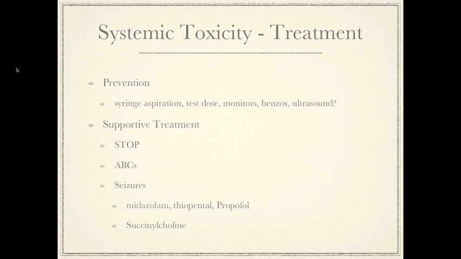So now imagine you do have a patient who is showing signs of toxicity. The first thing you want to do is stop. Don't give any more local anesthetic. Next, ABCs, make sure the patient's airway is intact. If the patient starts seizing, some of the drugs you can go to are midazolam, thiopental, propofol. However, keep in mind that your go-to drug is going to be a benzo. Thiopental and propofol, although good for seizures, also have vasodilatory properties. And if you have a patient who's hemodynamically unstable, the last thing you want to do is vasodilate.